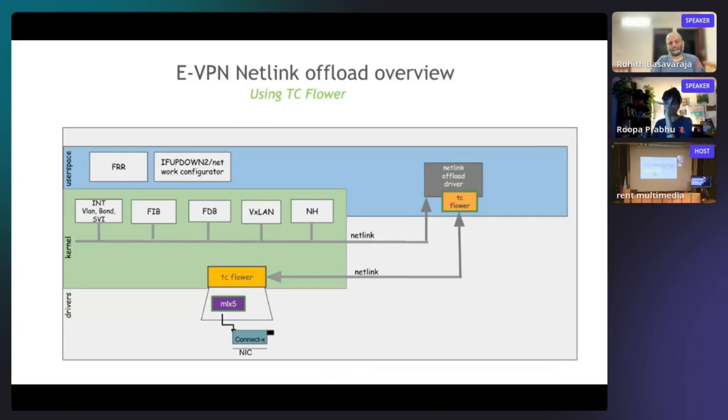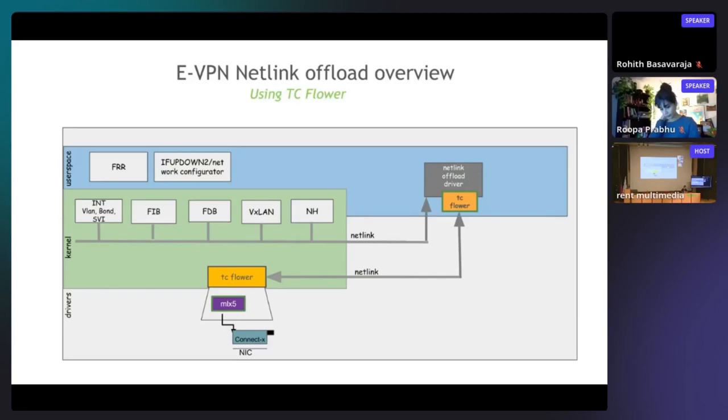In this slide, we show how the Netlink offload driver interacts with the other components in the ecosystem. To start with, in the user space, we have the FRR, which builds up all the EVPN network state and pushes it to the kernel. And we have ifupdown2 running in the user space again, which acts like an interface manager, and it pushes all the interface states. In the kernel, we have all the states built up, like the interfaces, the routes like FIB, FDB which contains all the L2 entries, the VXLAN interfaces and the next hops.